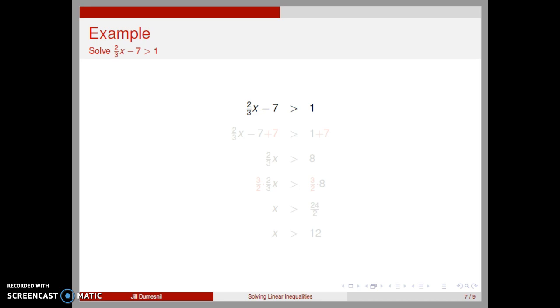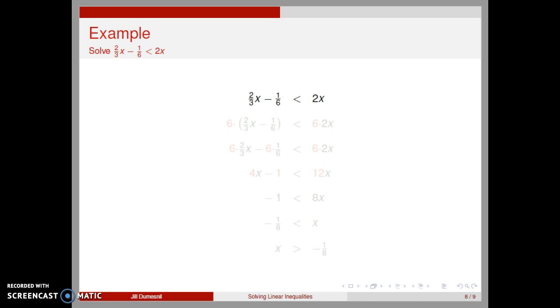Now let's solve the inequality 2/3 x minus 7 greater than 1. We would add 7 to both sides, producing 2/3 x greater than 8. Then multiplication on both sides by a positive 3/2 maintains the inequality and yields that x is greater than 24/2, which simplifies to x greater than 12. We can complicate problems with more fractions.